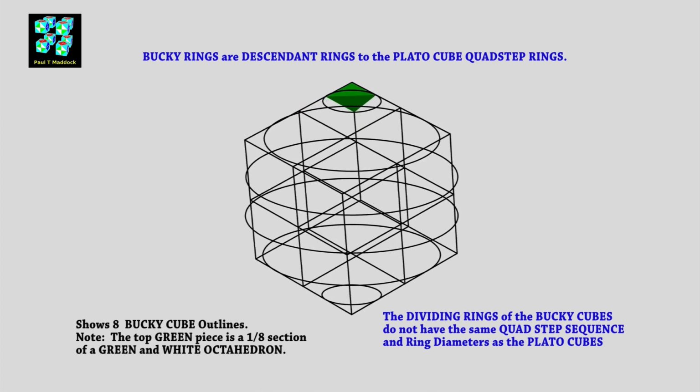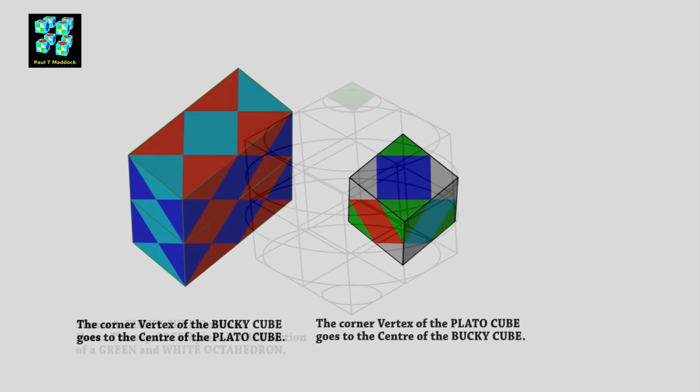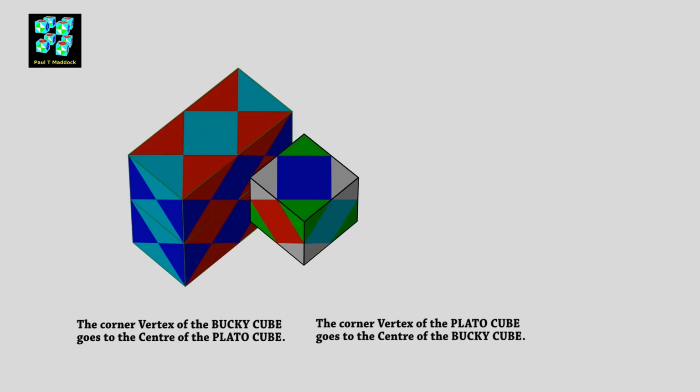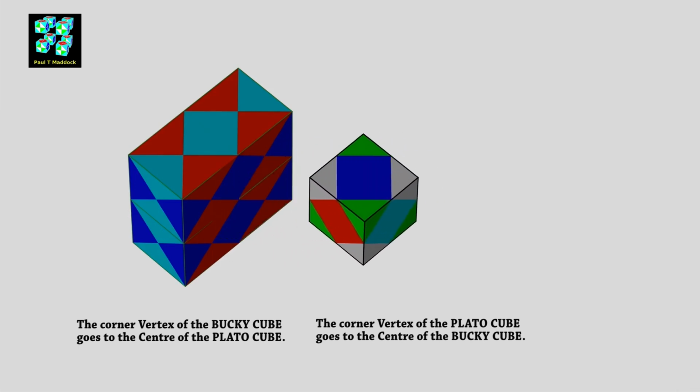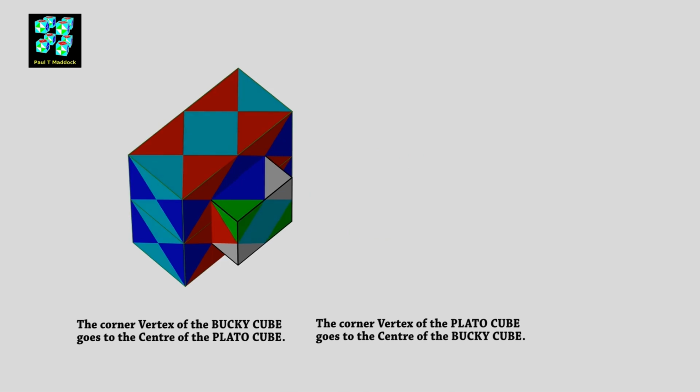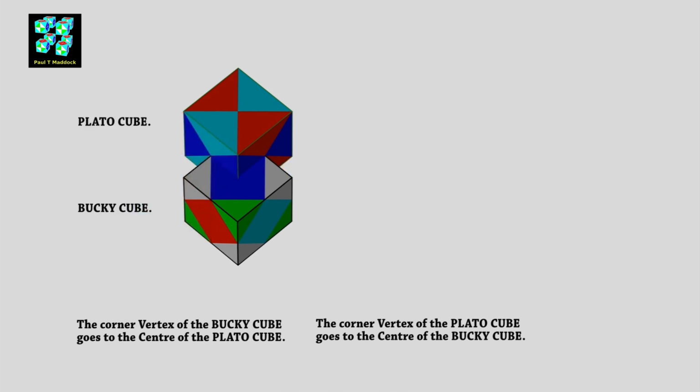Okay, let's start this with 4 Plato cubes and a Bucky cube. And we'll move the Bucky cube. The Bucky vertex always goes to the center of the Plato cube, and the Plato vertex goes to the center of the Bucky cube. I'll just show you the Bucky cube and the Plato cube together.